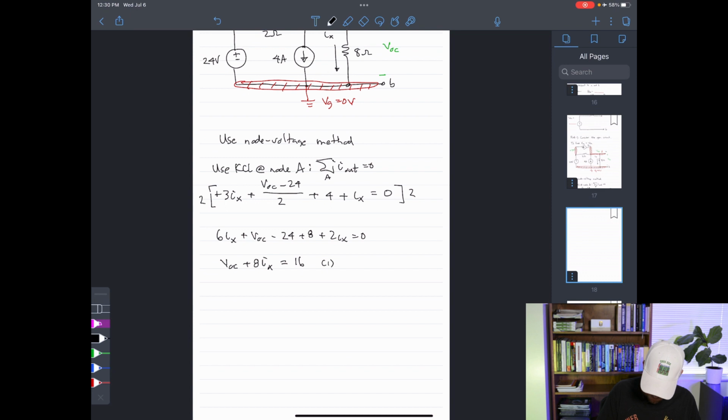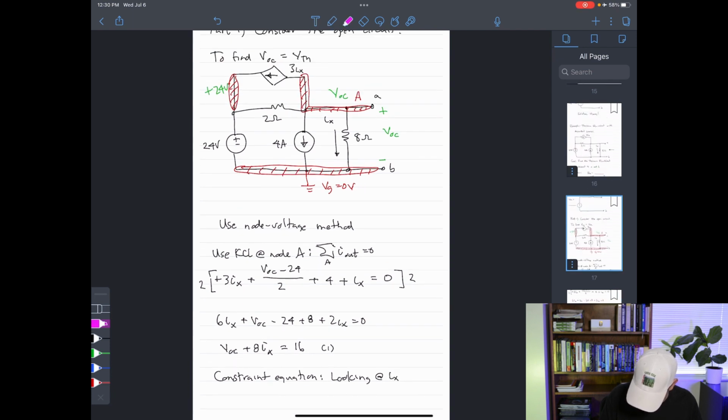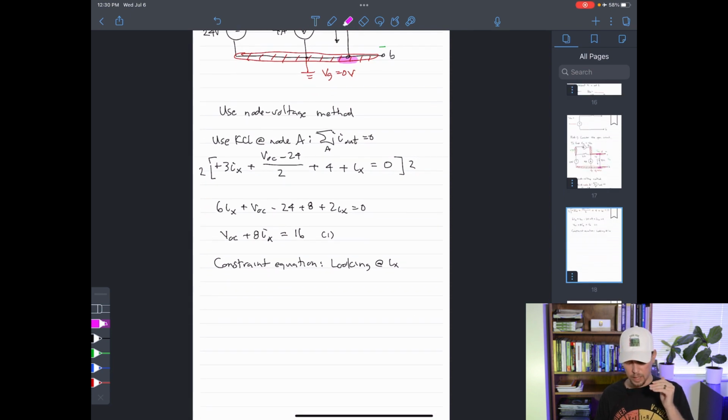So over here, I'm going to get a constraint equation by looking at where Ix is defined. Ix is defined right here. And in terms of the node voltages, Ix is going from the node A all the way down to the ground node flowing through the 8 ohm resistor.